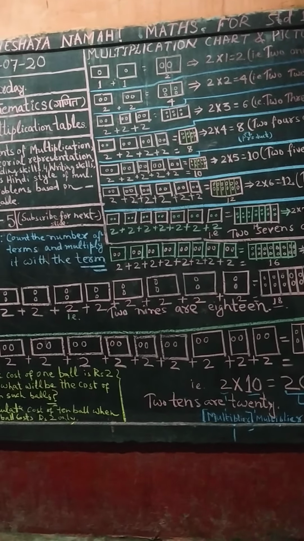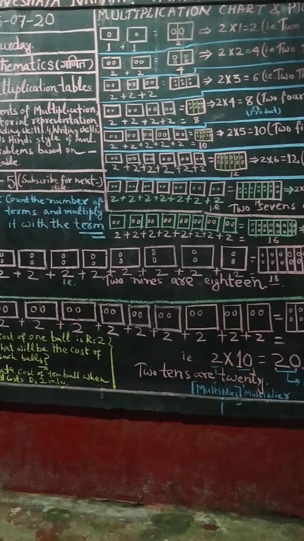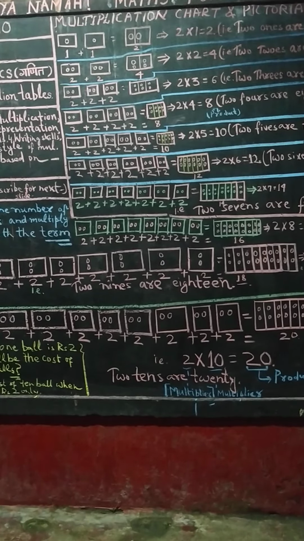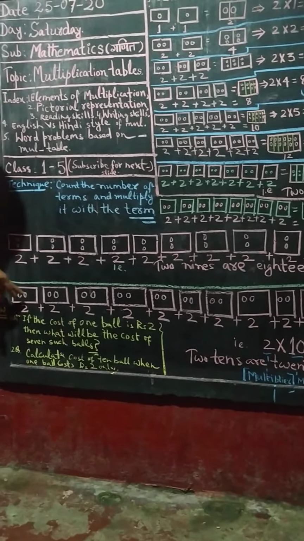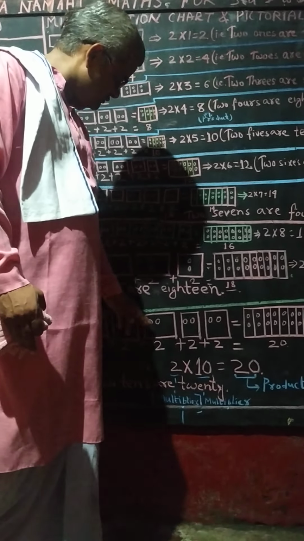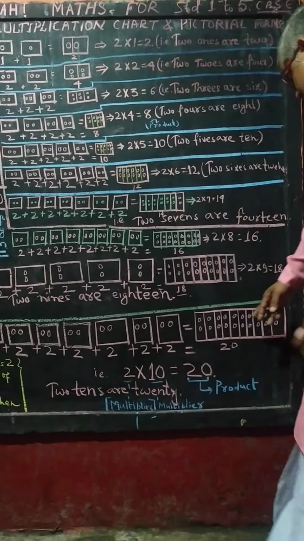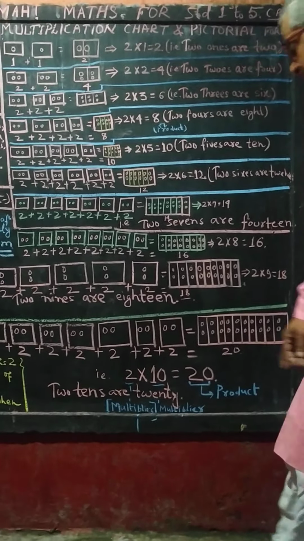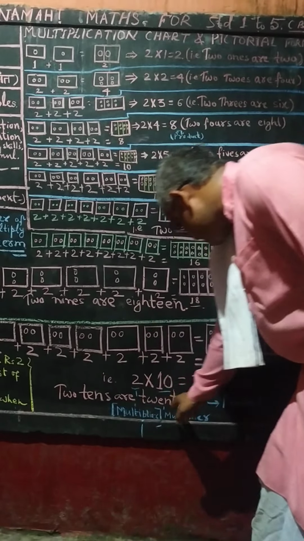In this way, it has been arranged in separate boxes. You can watch it properly and draw it in your notebook so that you can understand this pictorial representation very easily and comfortably. At the last level, I have drawn this bigger diagram. 2 plus 2 plus 2, ten times, and it results in 20. 2 10s are 20.